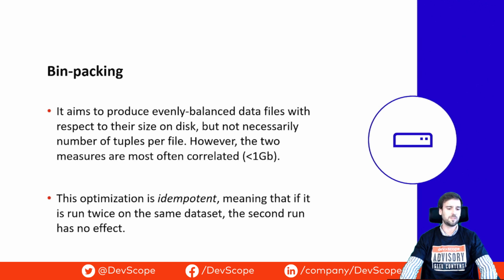So this optimization is idempotent, meaning that if you run it twice on the same dataset, the second run will have no effect, and it's going to be faster.